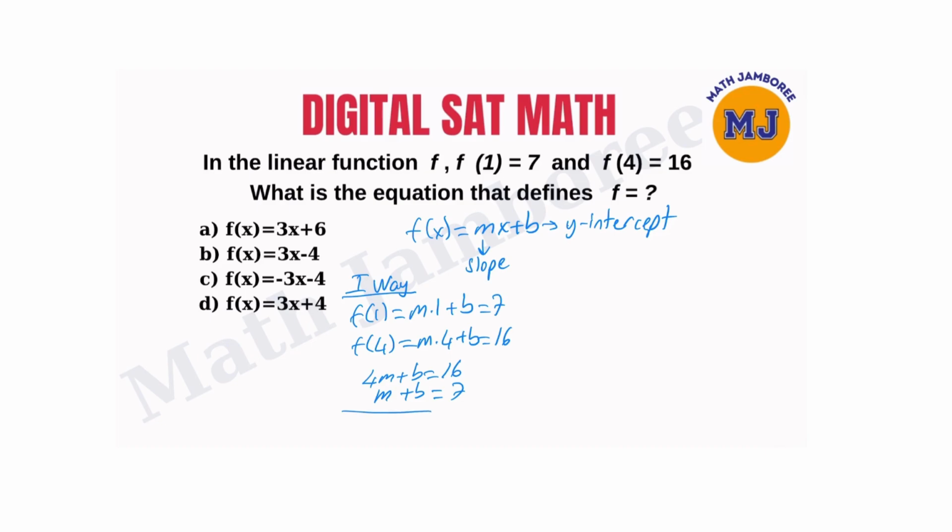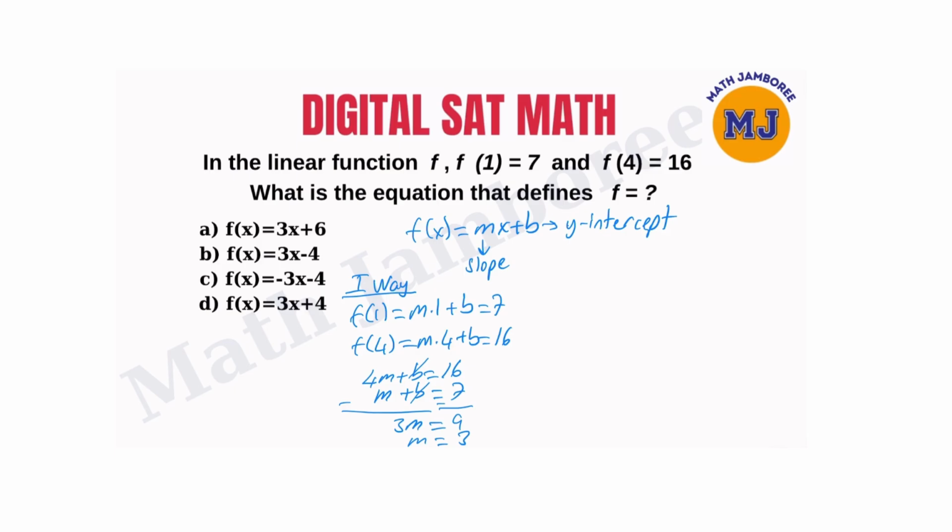If you subtract both sides, the b's will be gone. 4m minus m is 3m, which is equal to 16 minus 7, which is 9. Therefore, m will be equal to 3. So the slope is 3.